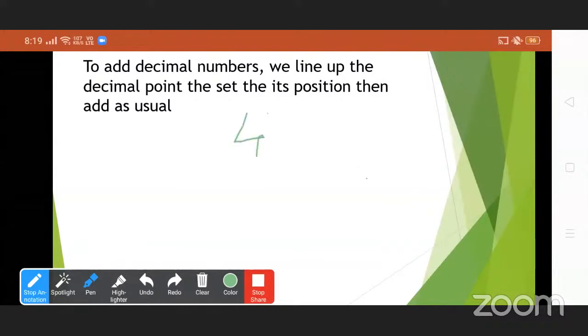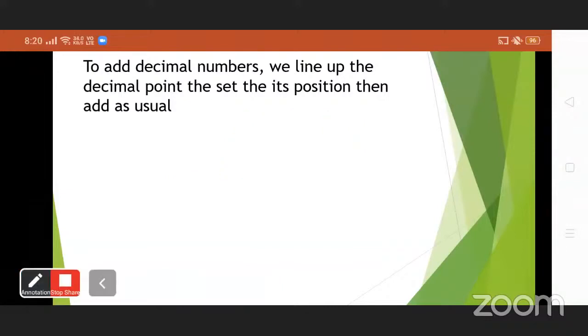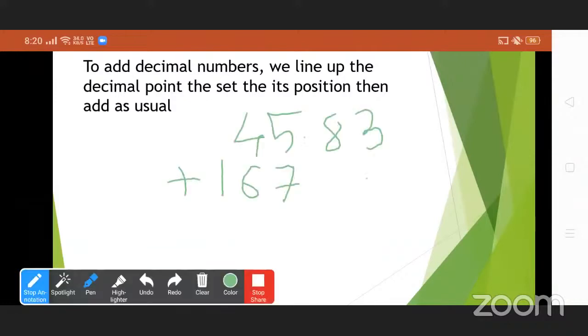45.83 plus 167.49 (arranged vertically, decimal points lined up). So we will add from right to left.